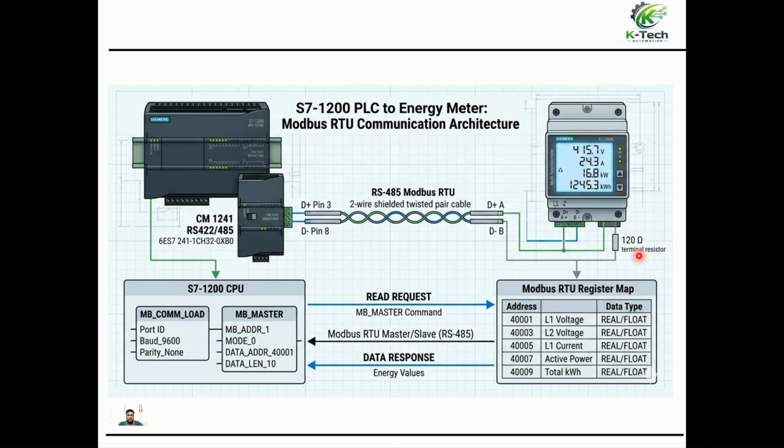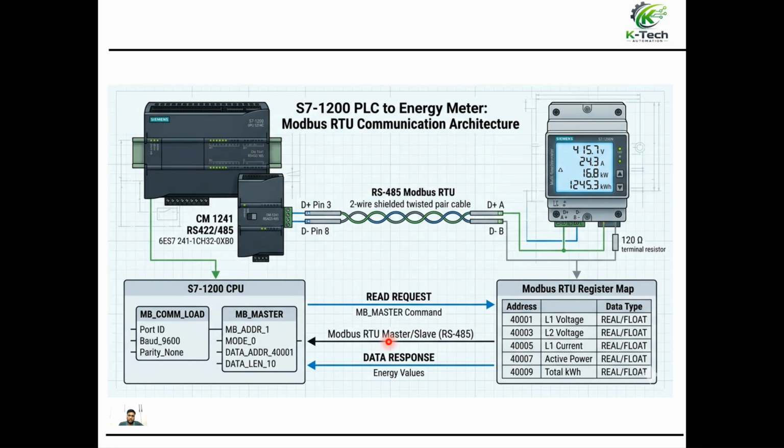On the S7-1200 CPU side, MB comm load is the communication load, with port ID, baud rate and parity. Then MB master is for reading data. Whatever data you want to read, use the MB master instruction with MB address, mode, data parameter address, and data length. That needs to be configured in our PLC, and this will send the request for reading.